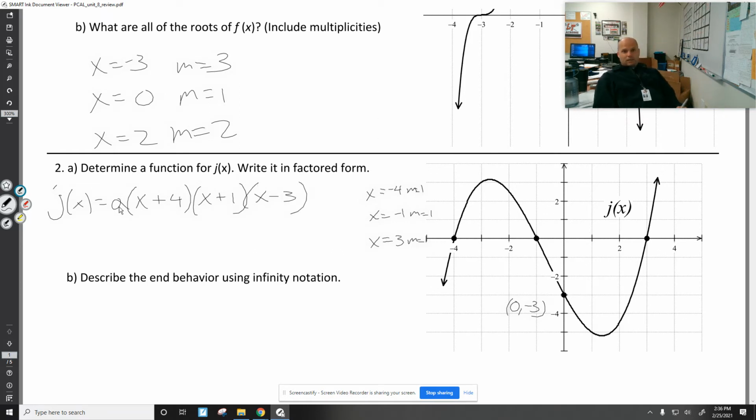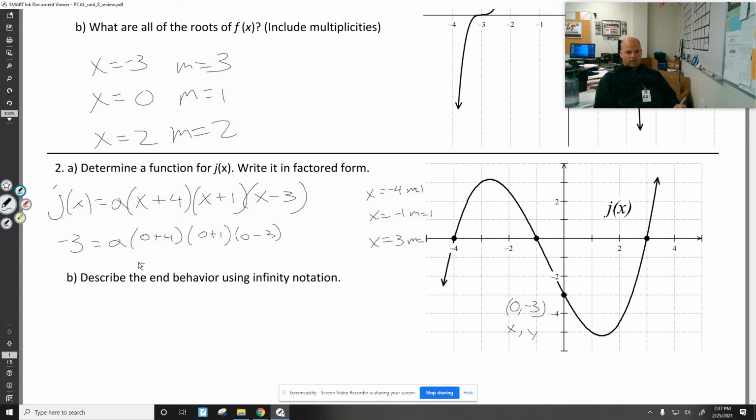Okay, now, last thing, find out what a is. Well, it has this point 0, -3. That is an x comma y solution. Well, if I plug in -3 for y and 0 for x, I better have a solution. So I'd be able to solve and find a. That would make sure that this works.